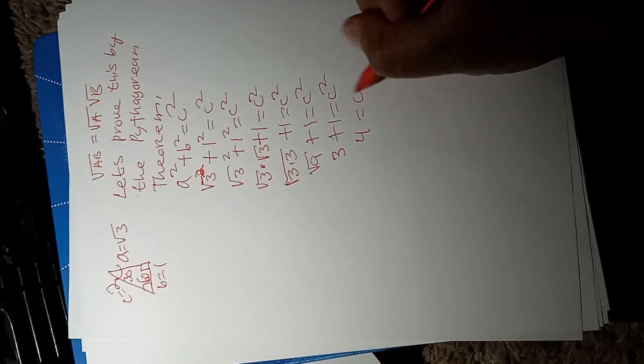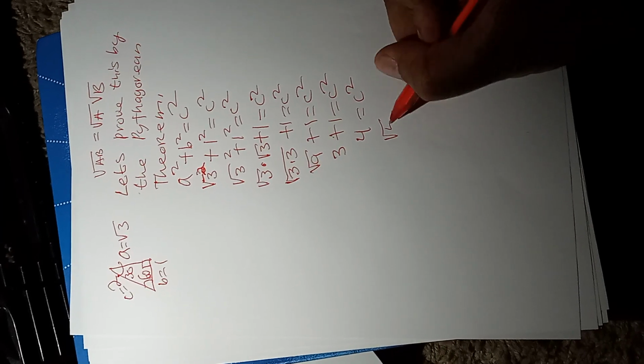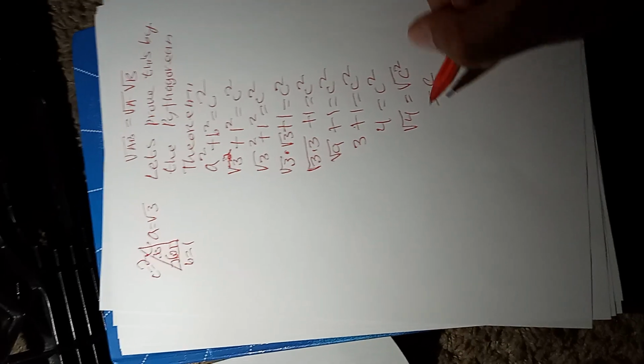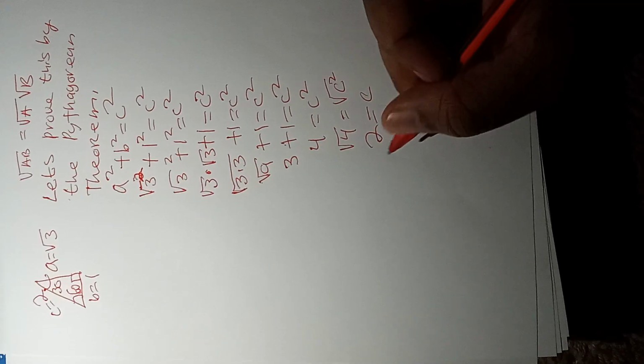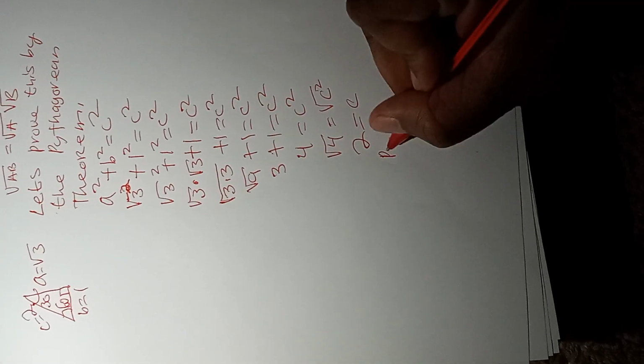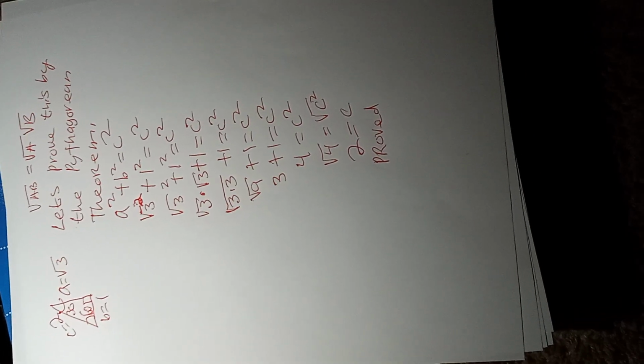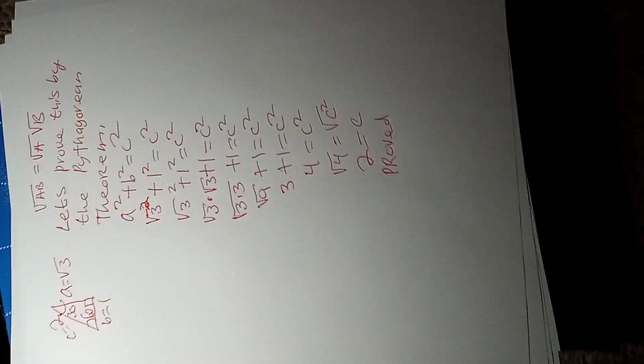4 is equal to c squared. And take the square root of both sides. And c is equal to 2. So this has been proved. We found out through the math here that the hypotenuse c is equal to 2 is true.